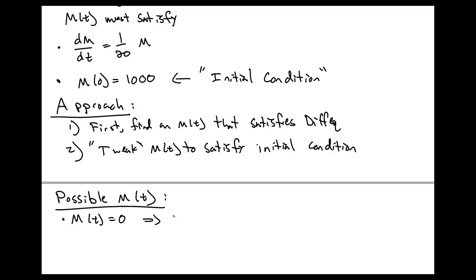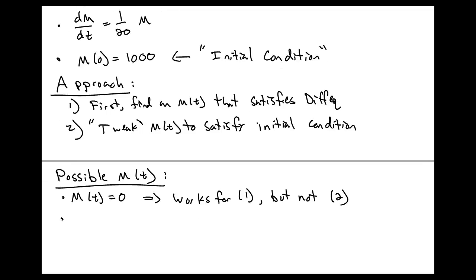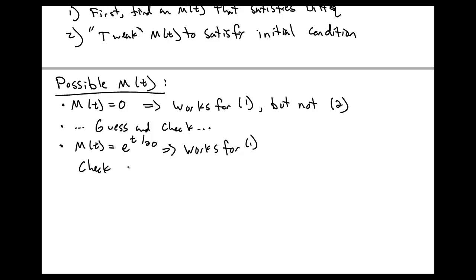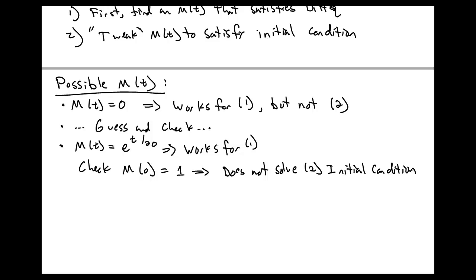So let's make some guesses for possible functions m. M equal to 0 certainly solves the differential equation, but it doesn't solve our initial condition, so that's no good. At this point, we do a lot of guess and check, and you might come up with the function m is equal to e to the t over 20. And this does work for solving the differential equation. However, let's check the initial condition. And the initial condition is that at t equal to 0, we get 1, not 1,000. So this doesn't solve the initial condition.